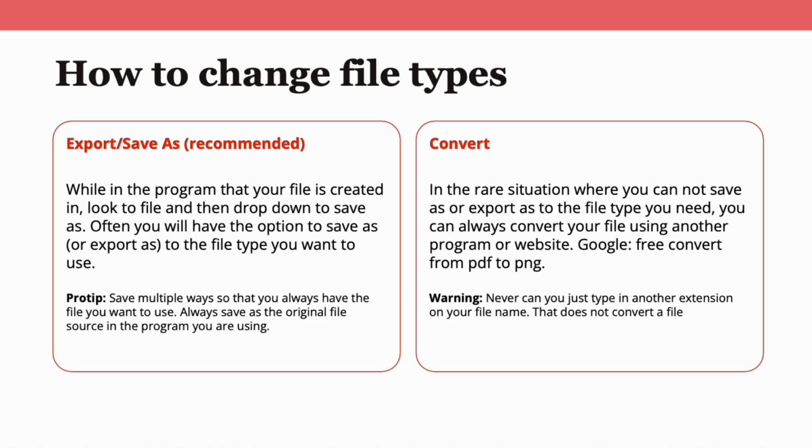People often ask how to change file types. The best method is always exporting directly from the software you're using. For example, Canva, Photoshop, Premiere, CapCut, and Illustrator all provide export options. Pro tip, save multiple ways so that you always have the file you want to use. And always save as the original source file in the program you are using. If you can't export directly, then you can use a free conversion tool found through a simple internet search.